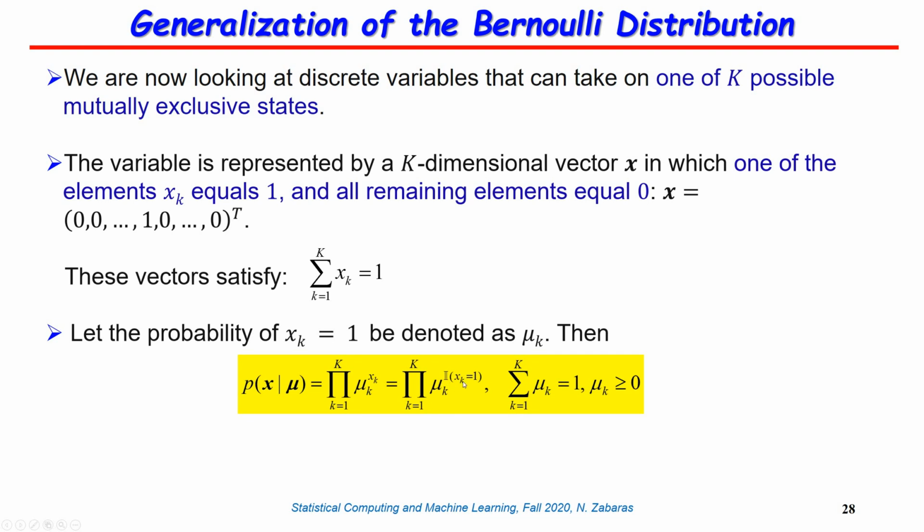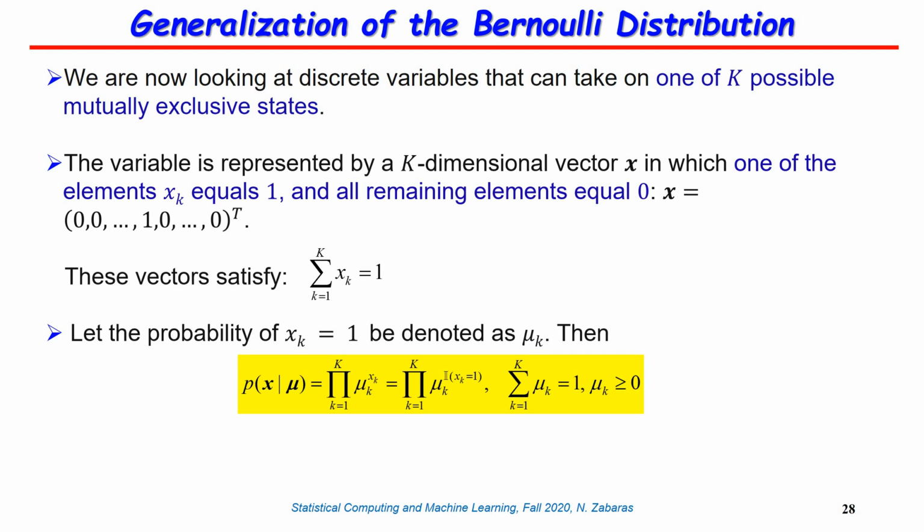Okay, so if you only set x2 equal to 1, this indicator function for k equal to 2 will be 1, so I get m2. For everything else it will be 0, and for those mu to the power 0 you get 1. Now because these mu's are probabilities, they have to sum to 1, which poses a little difficulty that we need to be concerned about.